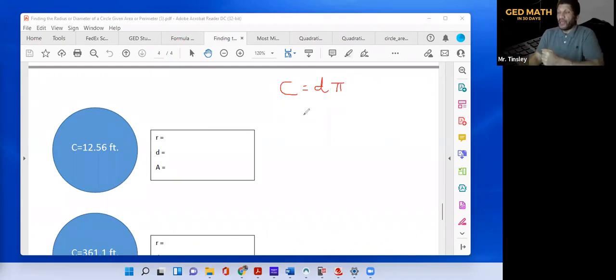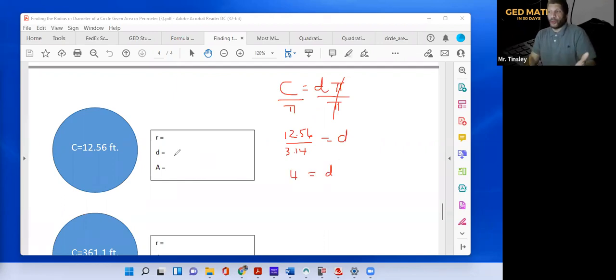So for example, instead of dividing by 2 and then dividing by pi, here to solve for the diameter, I just divide by pi. I know what the circumference is, 12.56. I know what pi is, 3.14. The pi's cancel, and that's my D. So right away, I know my diameter is 4. Doesn't matter which way you do it. Each way is just as effective. But here you only have to do one step.